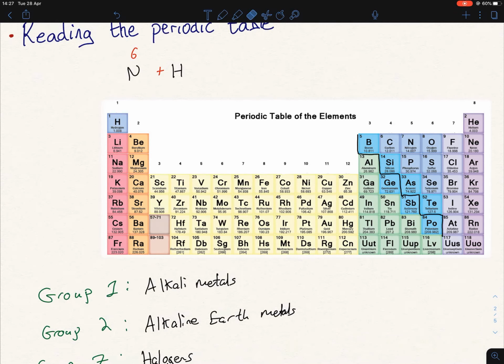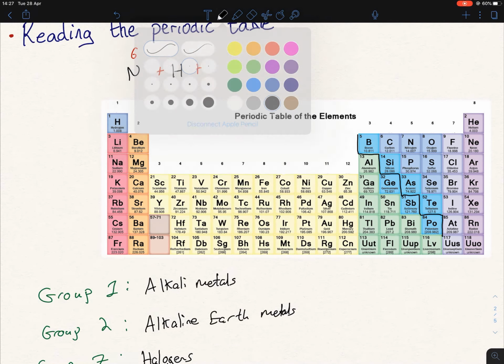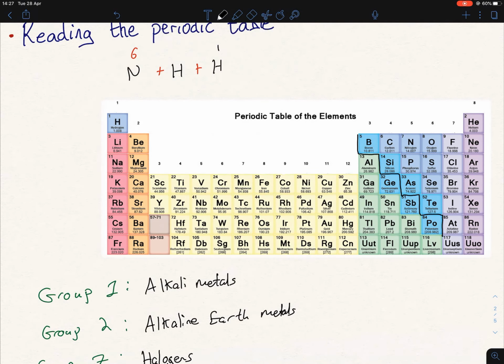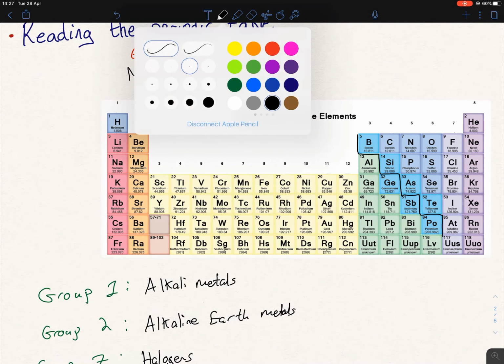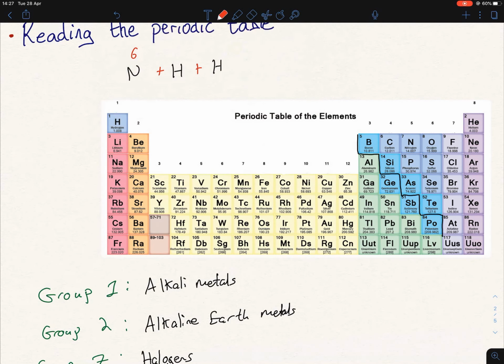Okay, so we're nearly there. Let's add in another hydrogen, because we need 8 altogether. And each hydrogen contains 1 electron because it's in group 1. And if you look at it, not only is it in group 1, if you look at the atomic number here, it only has 1 proton, so therefore 1 electron.